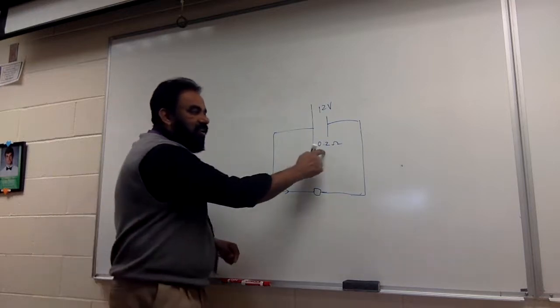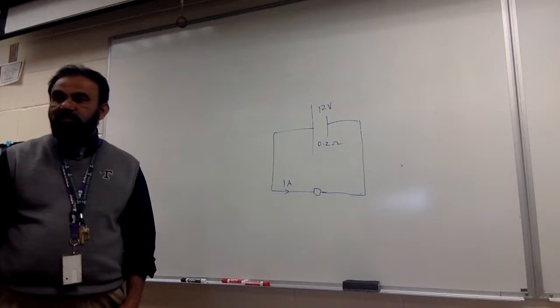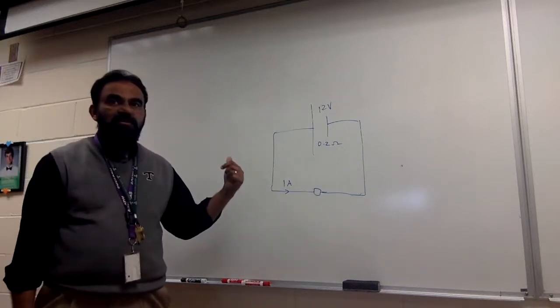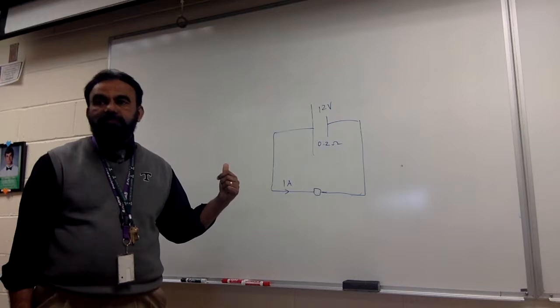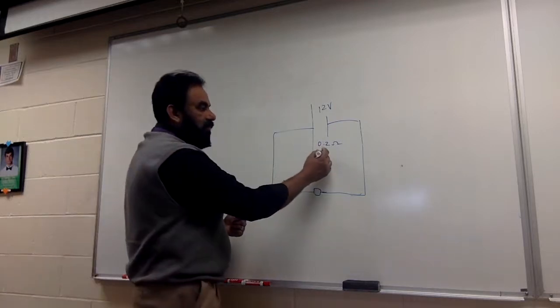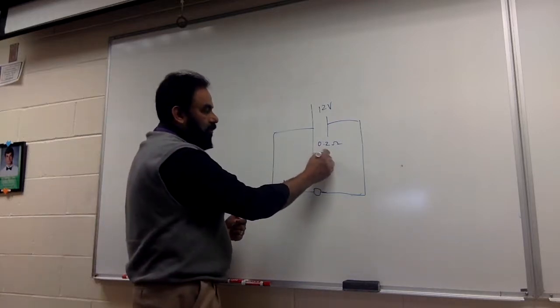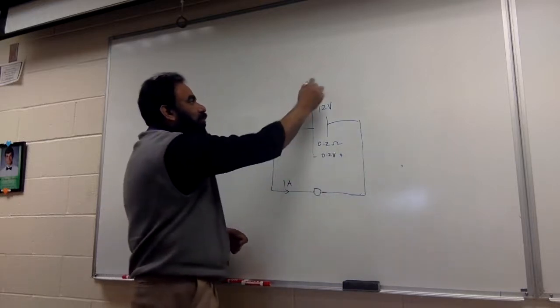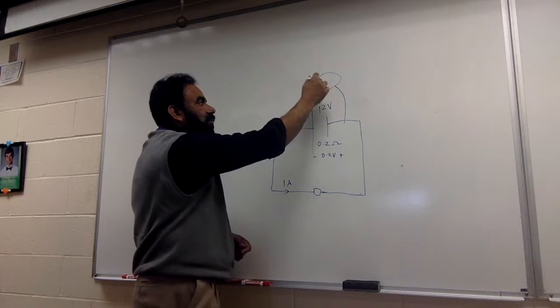How much is the internal drop? If the current here is 1 ampere, how much is the internal drop? 0.2 volts, plus and minus. So if I connect a voltmeter across here, how much will it read?